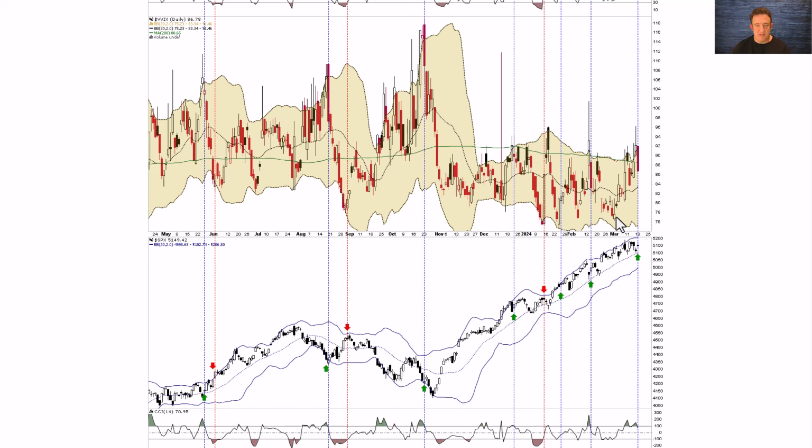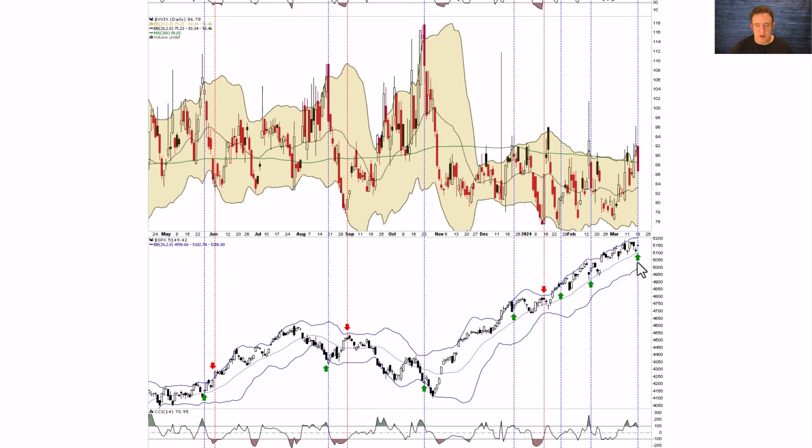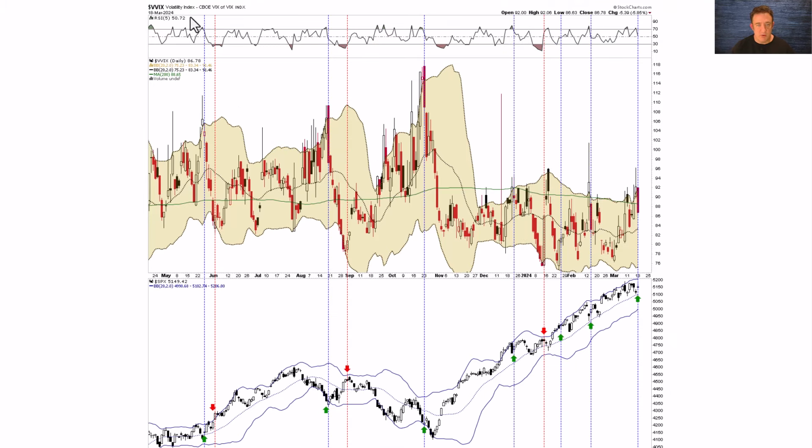Number 42, here's the VVIX. That's the volatility of the VIX. Now this one's different than the VIX. It closed outside its upper Bollinger Bands on Friday and then back inside today. Technically, that is a VVIX Bollinger Band buy signal. So I went ahead and marked that.